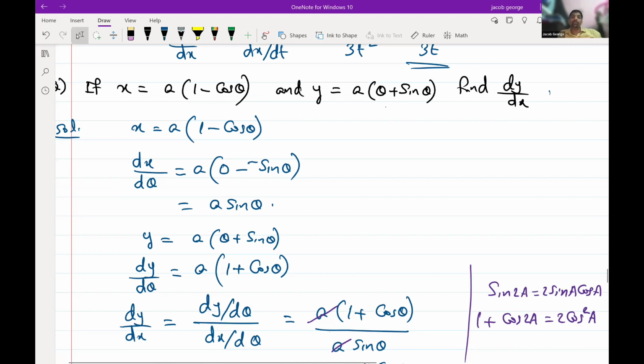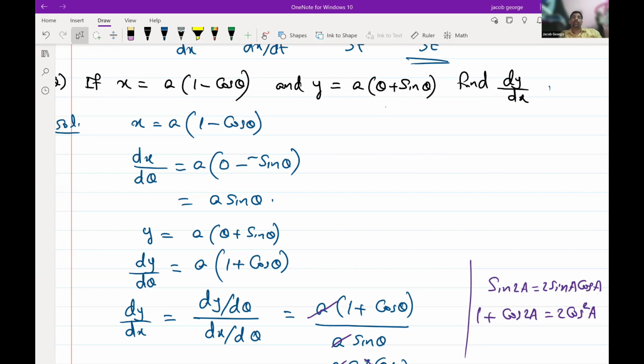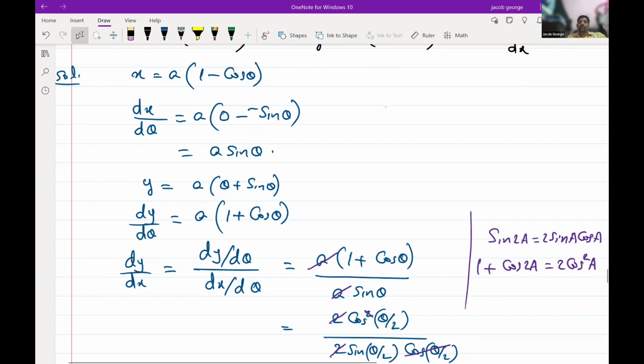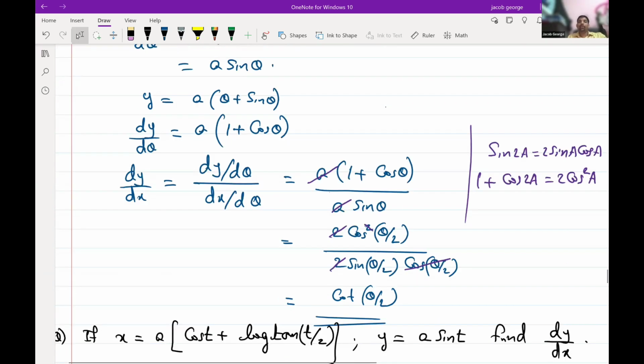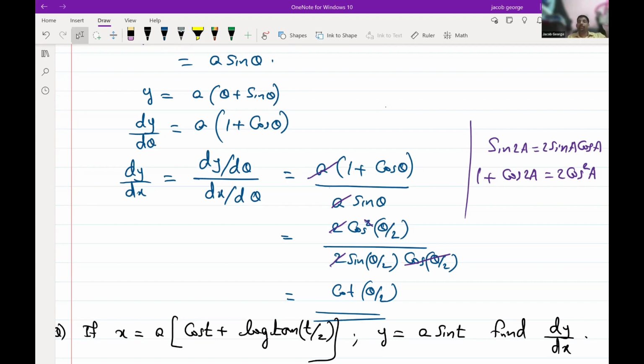Here x and y are given in terms of theta. First step, dx by d theta. So a into 0 minus sine theta, that is a sine theta. Y is a into theta plus sine theta, that is a into 1 plus cos theta. Then we have divided these two. And after that, simplification also can be done here. 2 cos square theta by 2 by 2 sin theta by 2 by cos theta by 2. Answer is cot theta by 2.